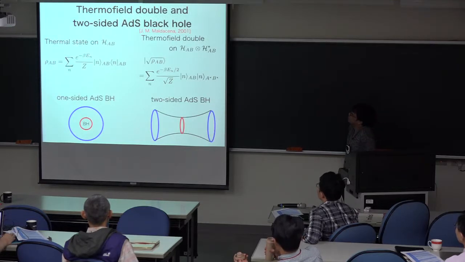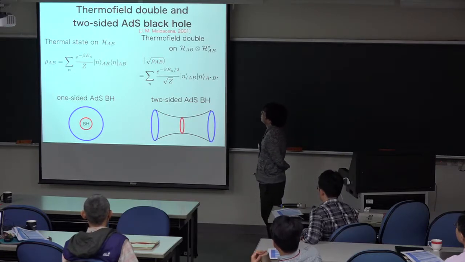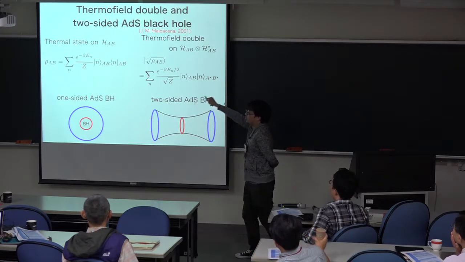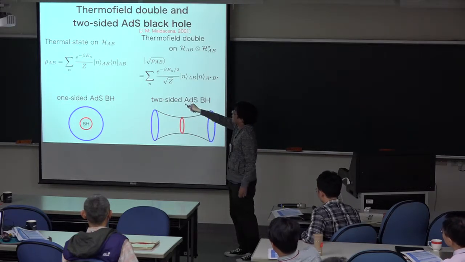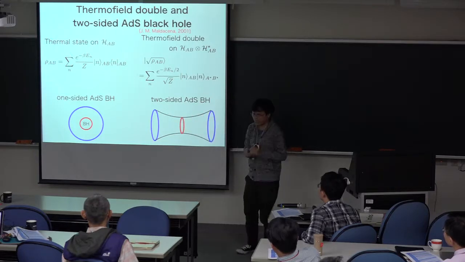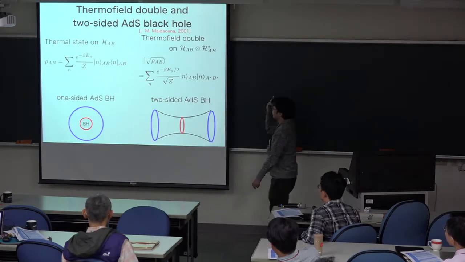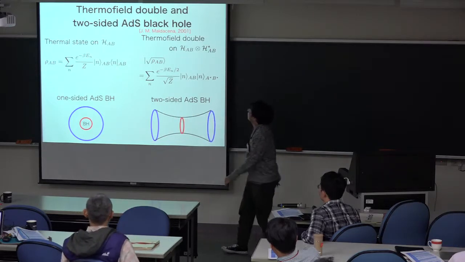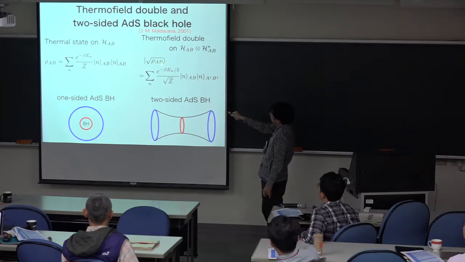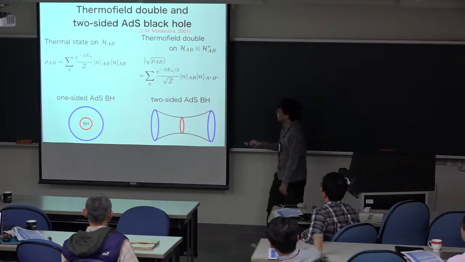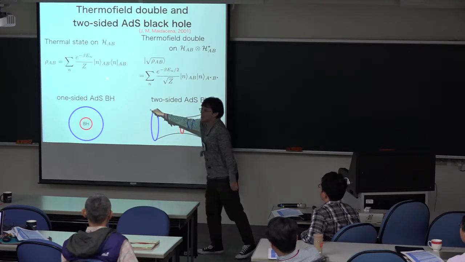Then, to explain the duality for the entanglement wedge cross-section, I will start by explaining the duality between the thermofield double and the two-sided AdS black hole. Let's consider a thermal state on this Hilbert space like this, and assume that this thermal state has a gravity dual such as a one-sided AdS. And from this given thermal state, we can define the thermofield double. This is a pure state of H_AB times H_AB star, and this pure state is a canonical purification of this thermal state.